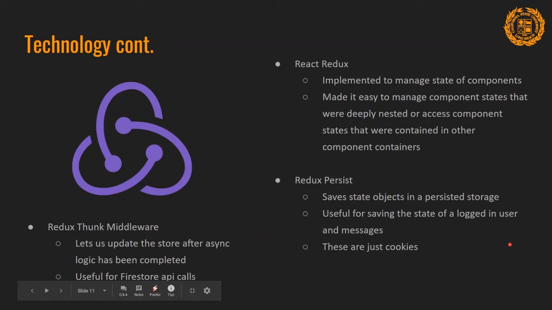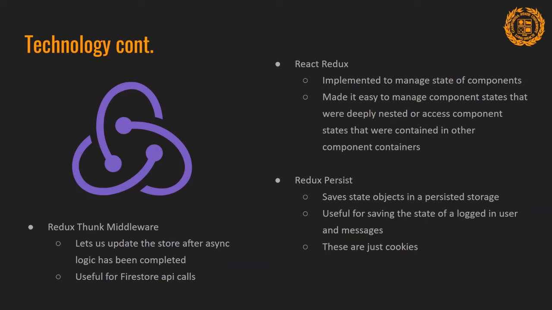So here are three other libraries that we implemented into our application. The first one being React Redux. We implemented this library to manage the data components. This one was useful for managing states that were deeply nested, or if we wanted to access other states that were part of another container or branch.